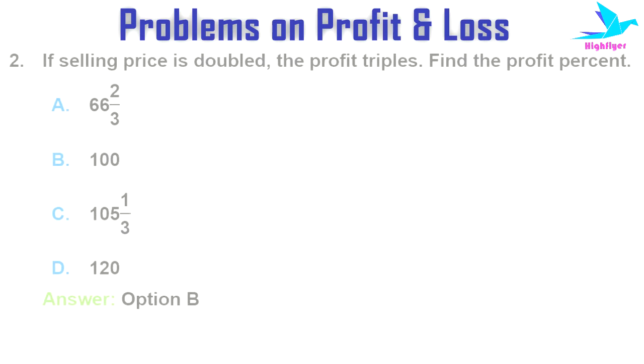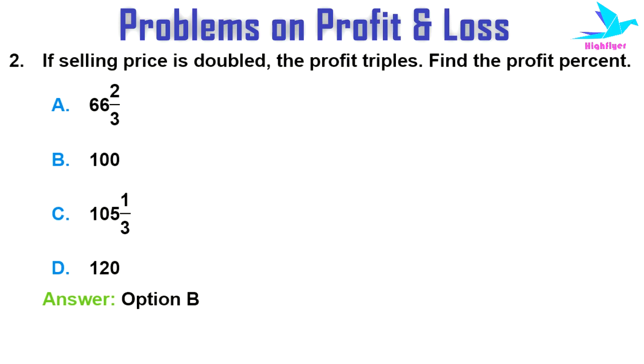Next question. If selling price is doubled, the profit triples. Find the profit percent. The options are 66 2 by 3, 100, 105 1 by 3 or 120. The right option is option B, 100.